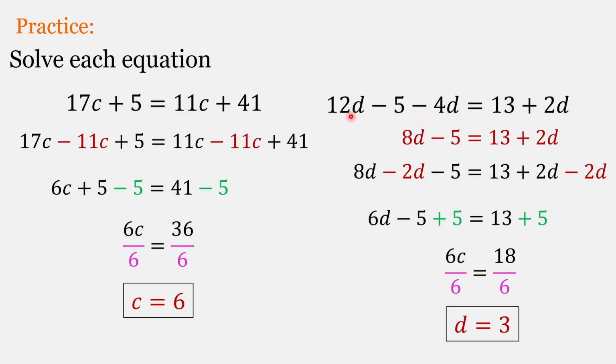And finally, for the fourth problem, the first step I took was to combine these like terms. 12d and negative 4d becomes 8d. And then I gathered the variable d on the left side of the equation with a final answer of d equal to 3.